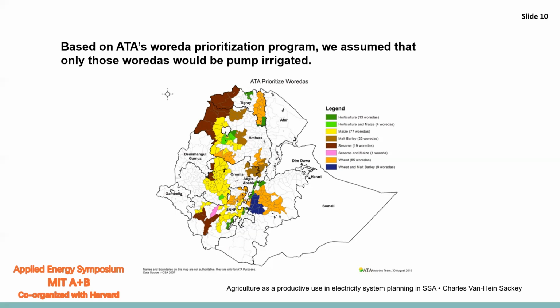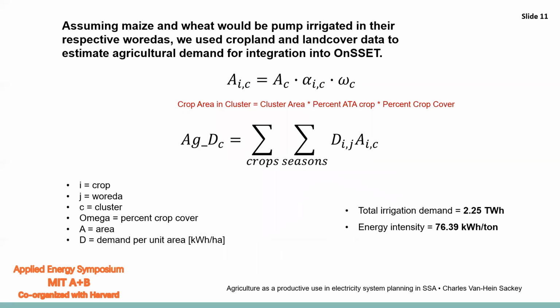And for the purposes of my presentation, you may think of a woreda as a county in the United States context. The woredas shown in yellow are the maize prioritized woredas, whereas those in orange are those prioritized for wheat. And together, maize and wheat farmland accounts for about 13% of Ethiopia's current cropland. So I use this map for the spatial distribution of agriculture demand in Ethiopia, and thus the results I will show will be focused on clusters located in the maize and wheat prioritized woredas only.